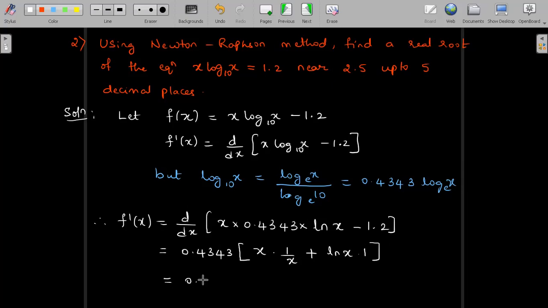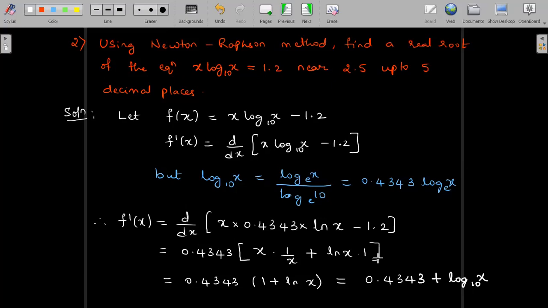So this is giving us 0.4343 into (1 plus log x to the base e). ln x is the same as writing log x. And we observe ln x into 0.4343 is the same as writing log x to the base 10. So this can be simply written as 0.4343 into 1, which is 0.4343, plus log x to the base 10. I wrote back 0.4343 into ln x as log x to the base 10. So this is our function f dash of x.